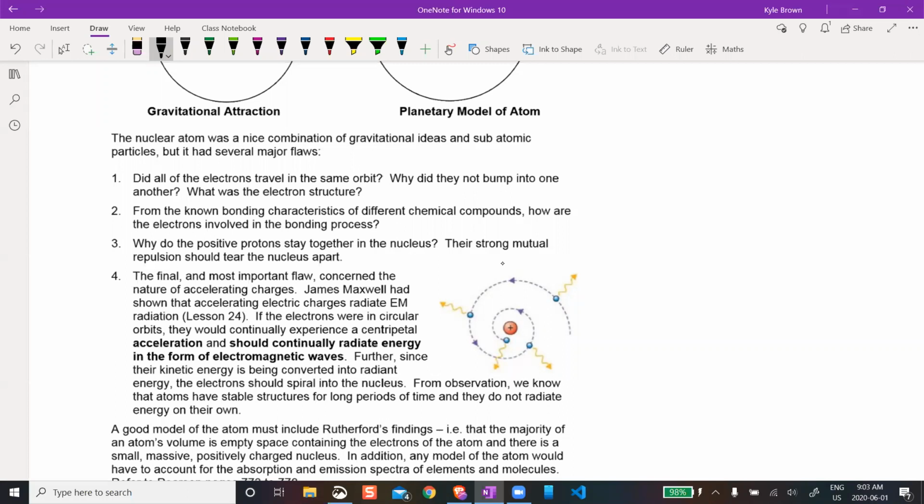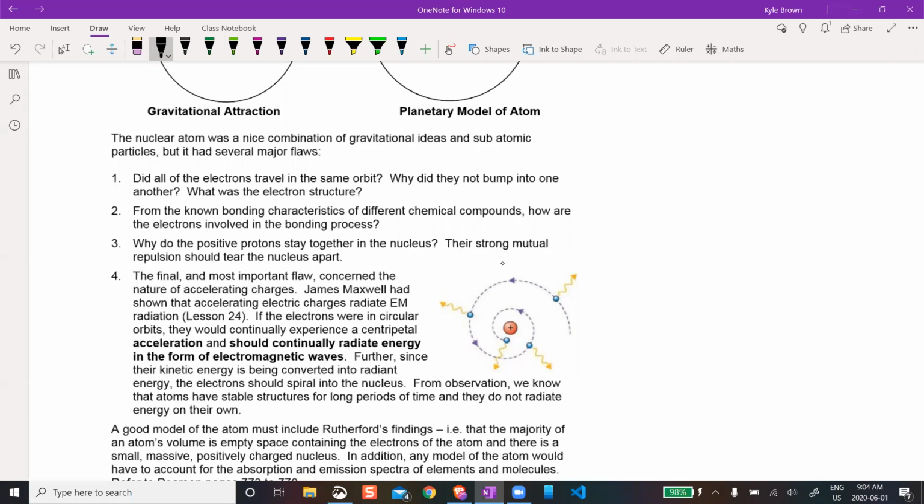Two, from the known bonding characteristics, how are the electrons involved in this? If they're just orbiting around the outside, then how do the electrons know each other are there, and why do they stick together? It's like two solar systems coming together and becoming one joined solar system. Why would the planets have anything to do with that? That part doesn't make much sense.